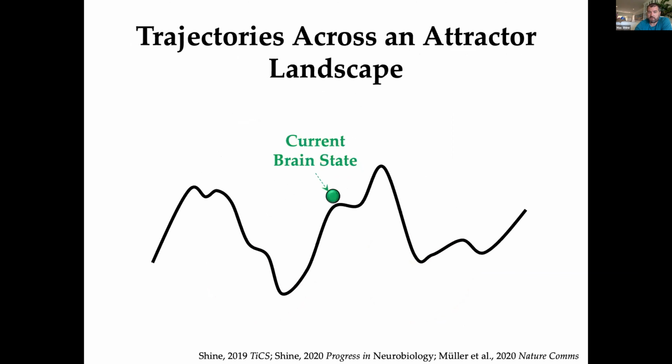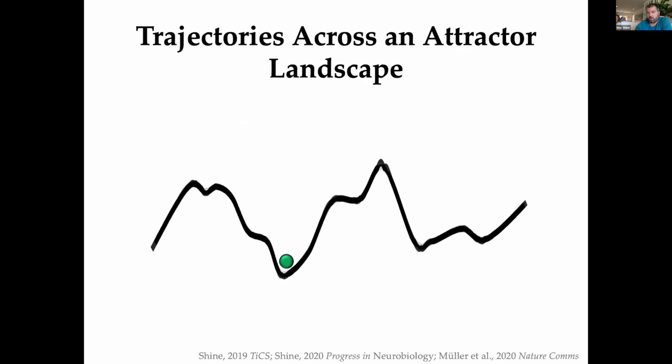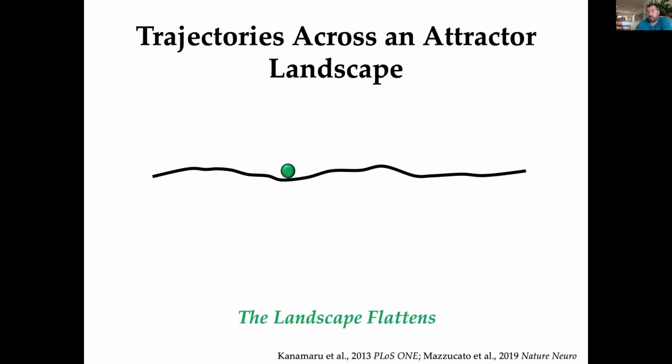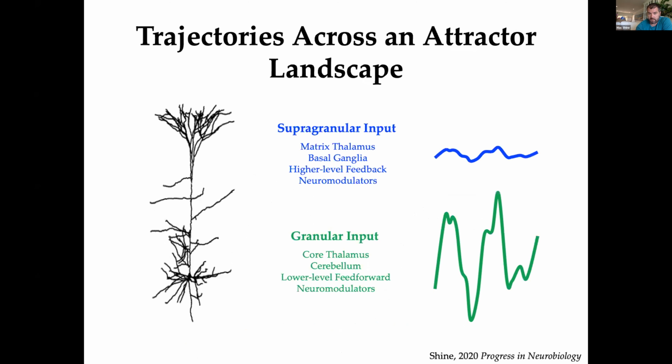And so naturally, what we want to know is what changes do we need if we want to take the current brain state and then have the ball roll down into a new brain state? Or what happens when we want to change our mind on something and then flatten our landscape, like with the matrix thalamus, and then create a new attractor for the ball to roll into? So what are the kind of rules that govern those interactions?